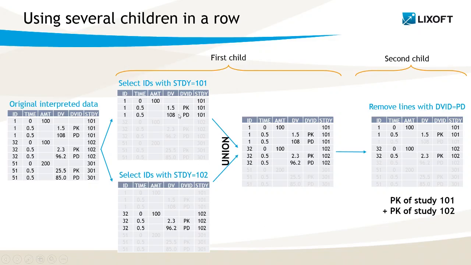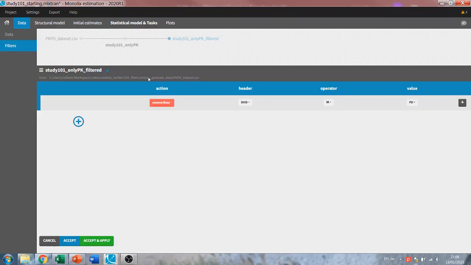When I do this, I first do a union that gives me all the data for study 101 and 102, and then I start again from this dataset and apply the removal of the PD lines. With this setup, I end up with the PK data of study 101 and of study 102. So these filters in two steps are also an option to keep only the PK data of study 101 and 102.